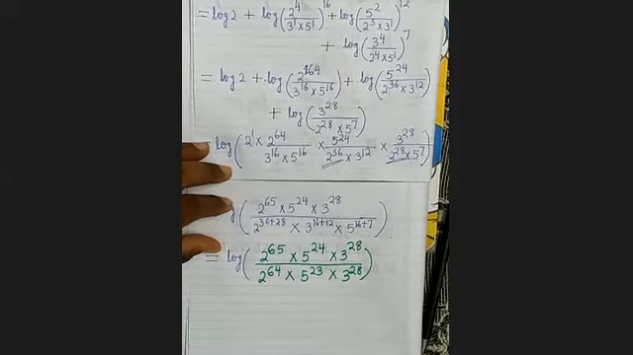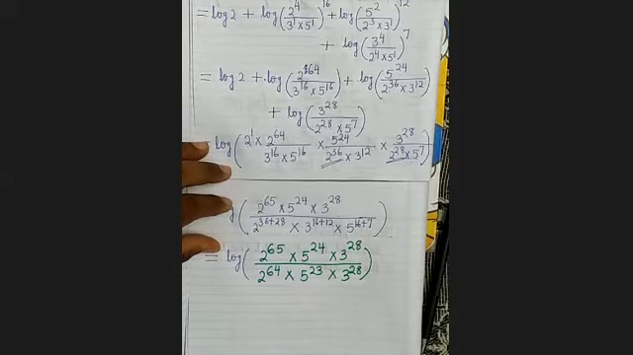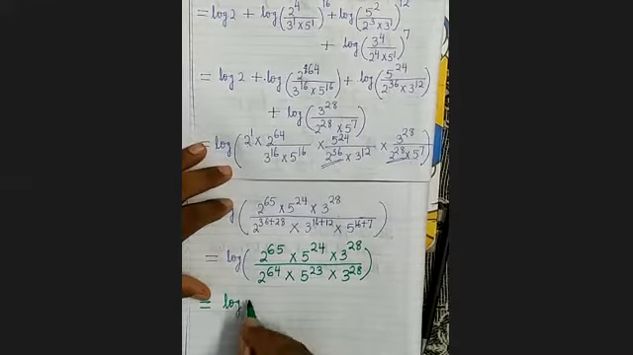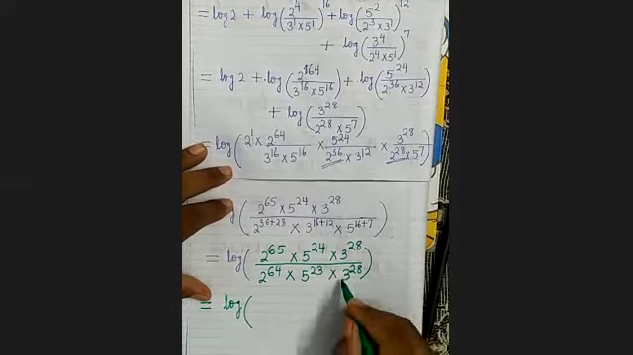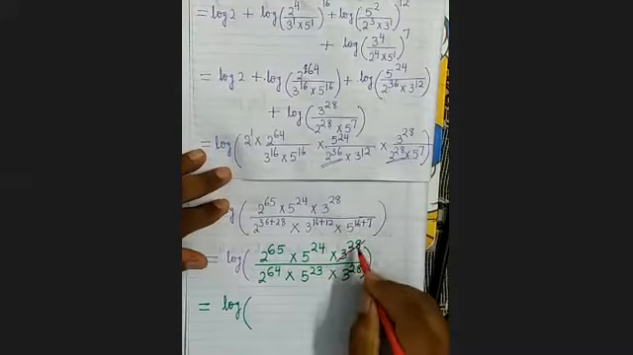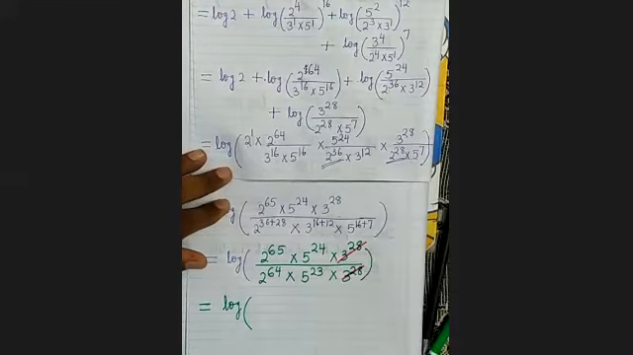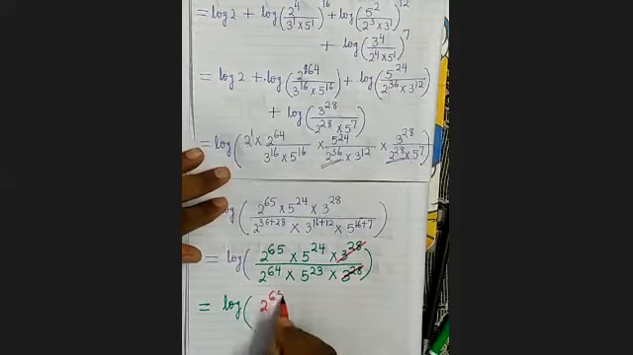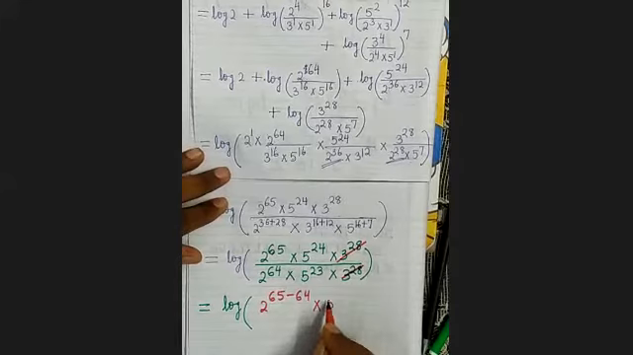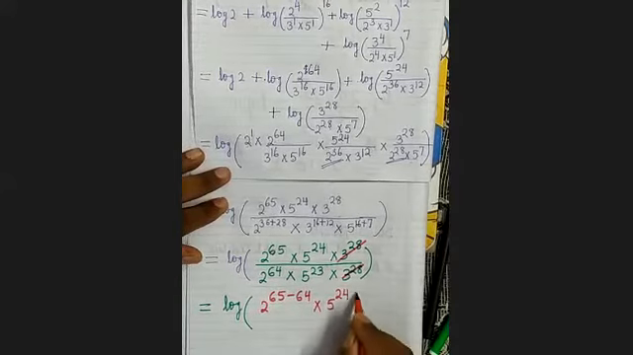When you further simplify, it is log, this and this will be cancelled. 3 to the power 28 is cancelled. And here it will be 2 to the power 65 minus 64 into 5 to the power 24 minus 20.